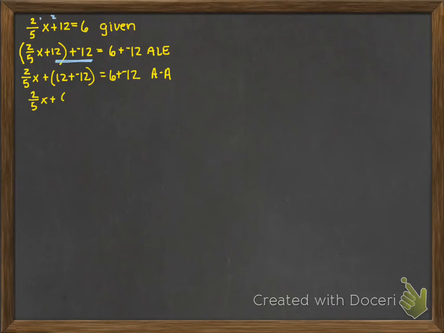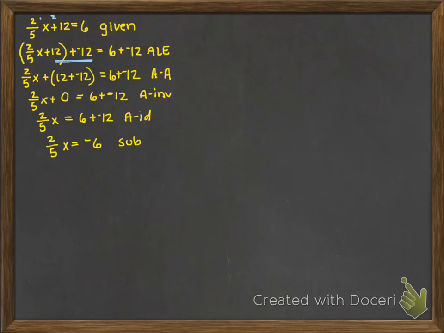And 12 plus -12 will give me 0. And of course that is additive inverse. And we know that when we add 0, it does not change the value, so we can drop that. That's additive identity. And we can do the addition on the right-hand side. 6 plus -12 would give me -6, and that is just substitution, just putting in a value you know is equivalent.